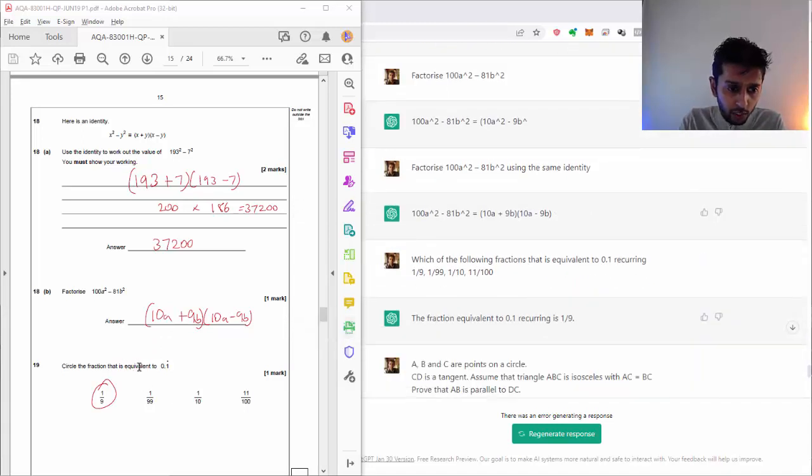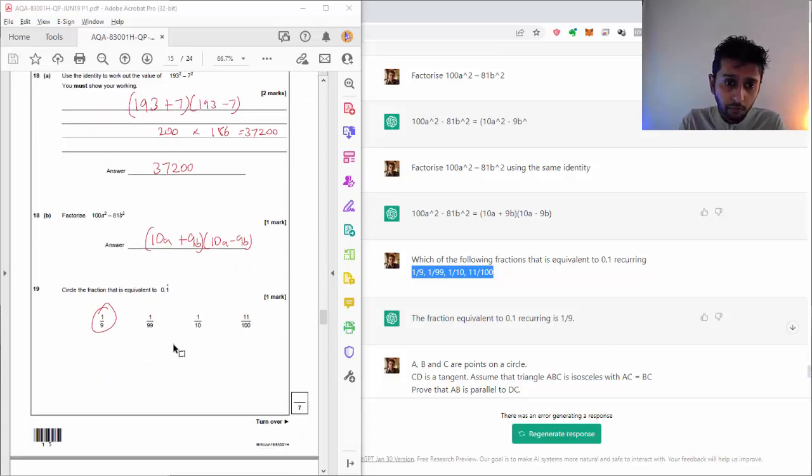Then the next one, I wanted to know which fraction is equivalent to 0.1 recurring. So I gave it the bunch of options here. Which of these fractions is equivalent to 0.1 recurring? And it said 1 over 9, so I've circled that one.